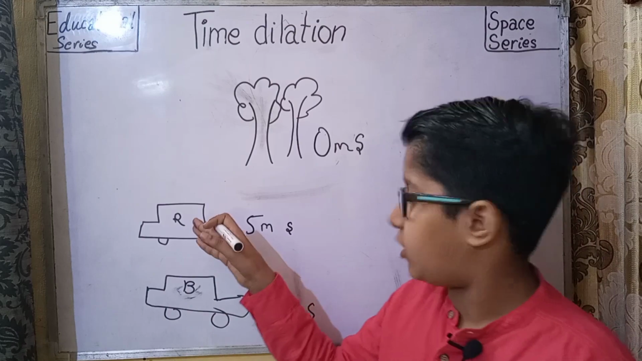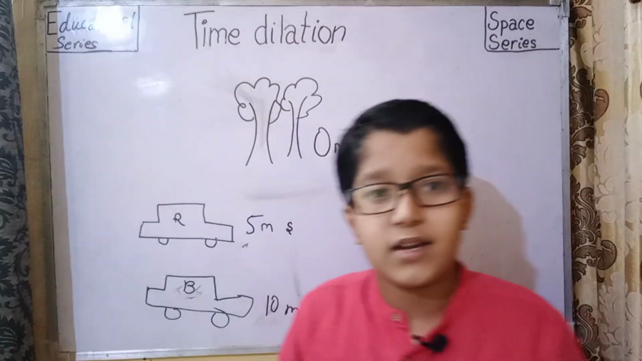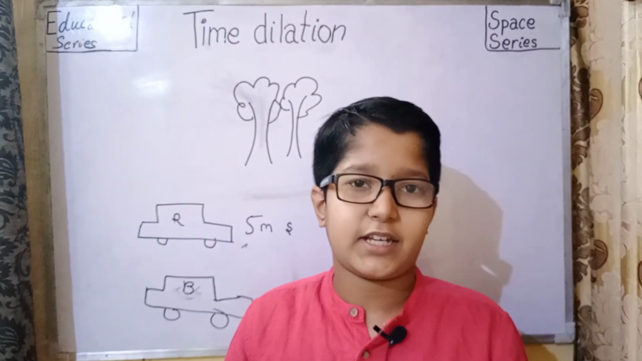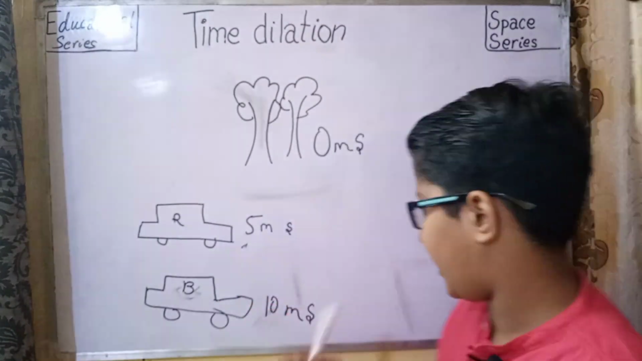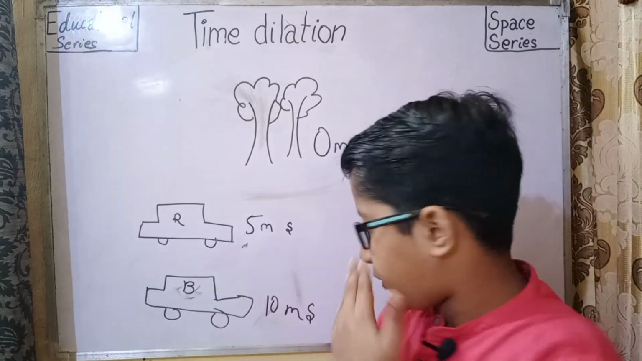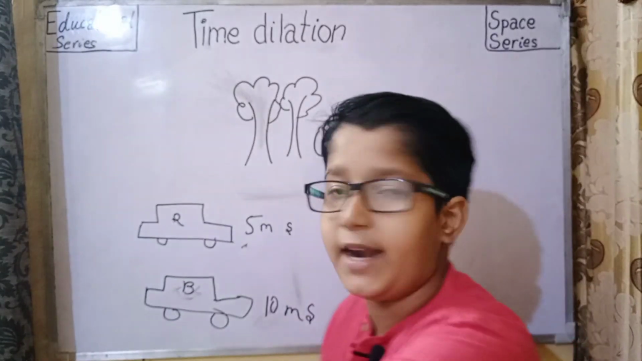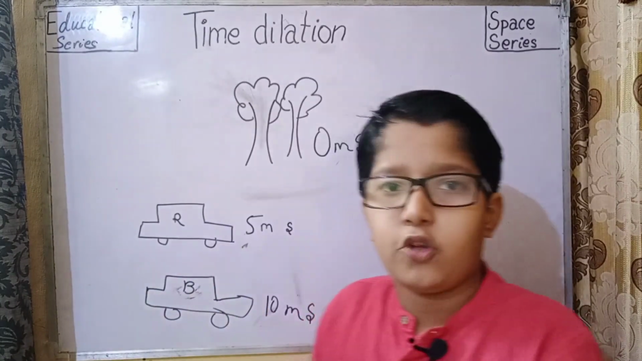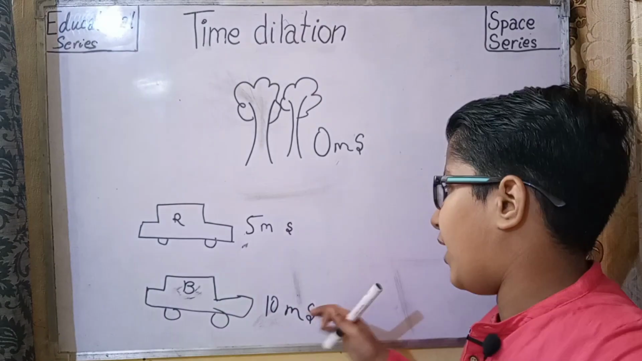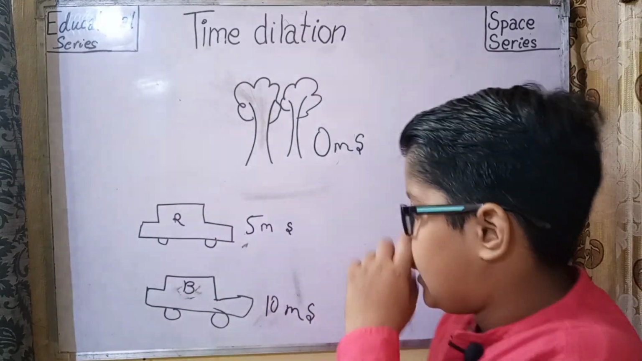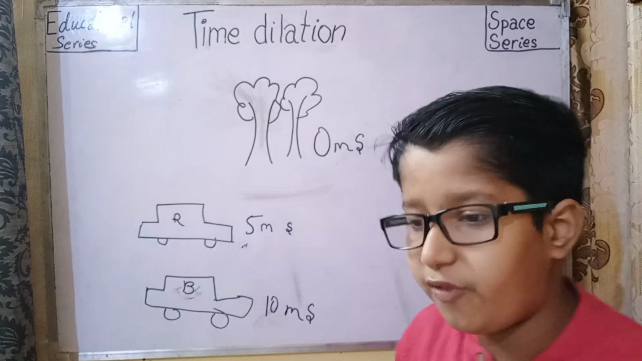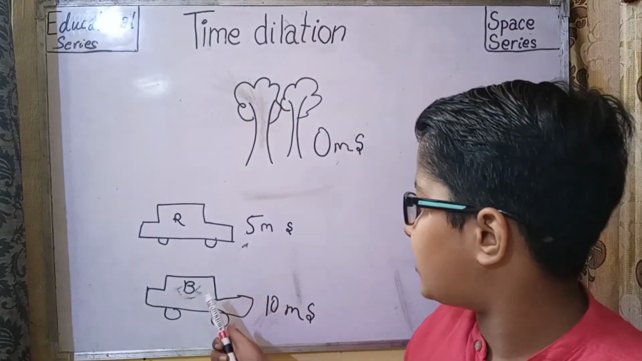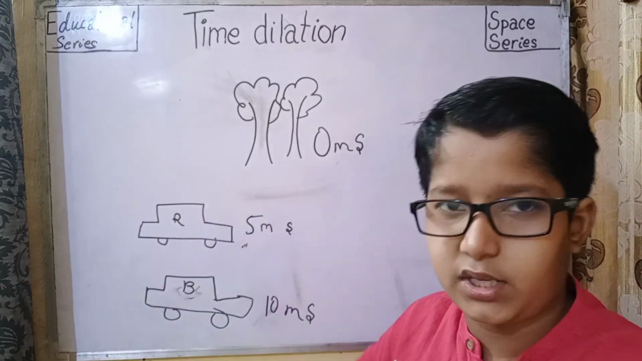Now let's see when an observer is in the red car. The observer in the red car will see that the trees are moving back at 5 meters per second, and the blue car is moving ahead of it. The observer thinks he is stationary, since he is moving at a constant speed of 5 meters per second. So what is 10 minus 5? It's 5. So he will see that the blue car is moving at 5 meters per second.